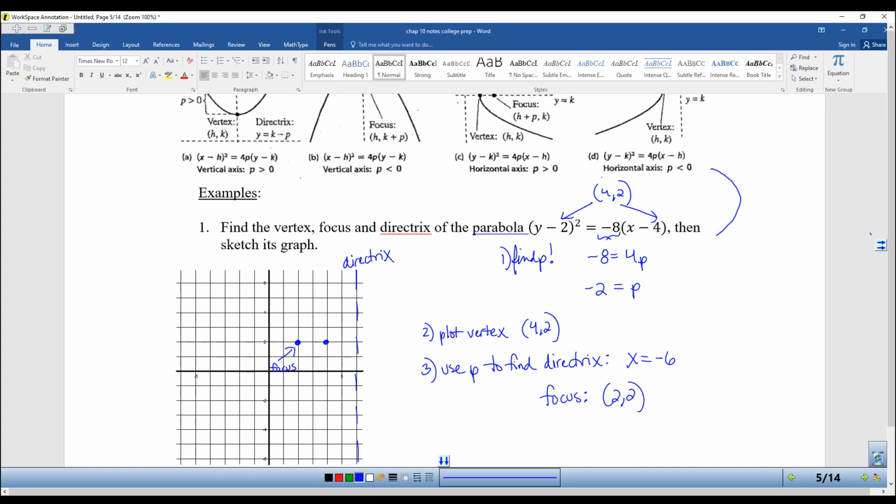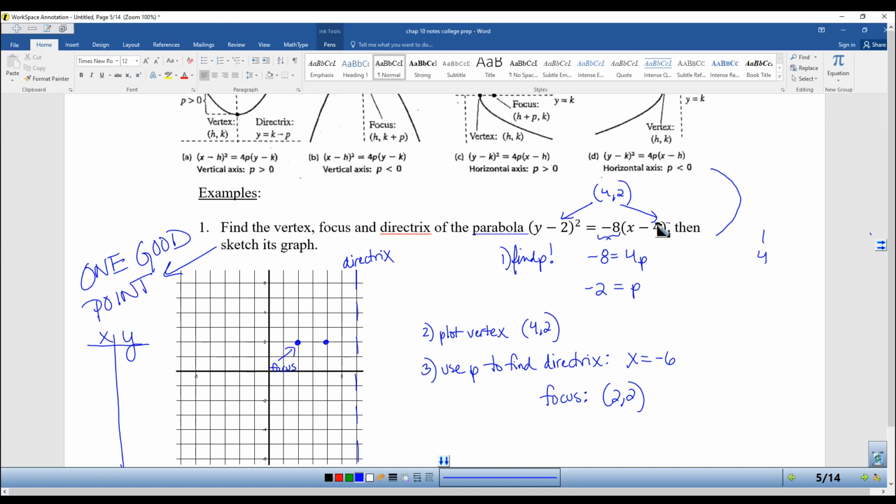Then it said sketch its graph. So I do want you to find one good point, which actually finds you 2 because of symmetry. This is a little bit challenging because it's not in the form y is equal to, so we can't just pick any x. So the way I do it is I kind of think about, well, I need to make this side a perfect square because I'm going to square something that has to make this side. So how can I make this side a perfect square?